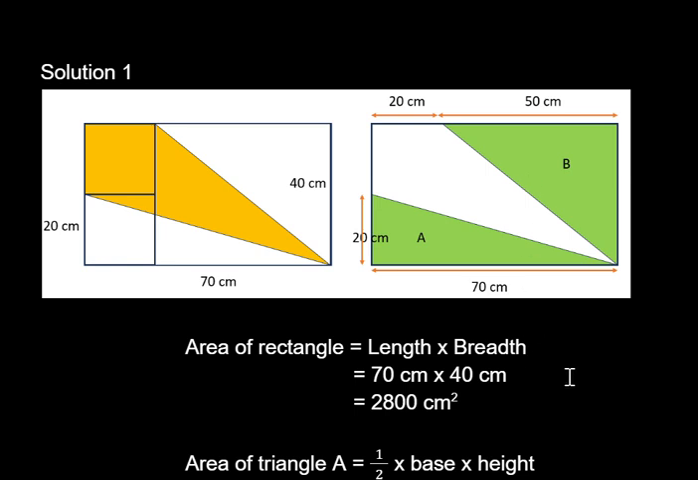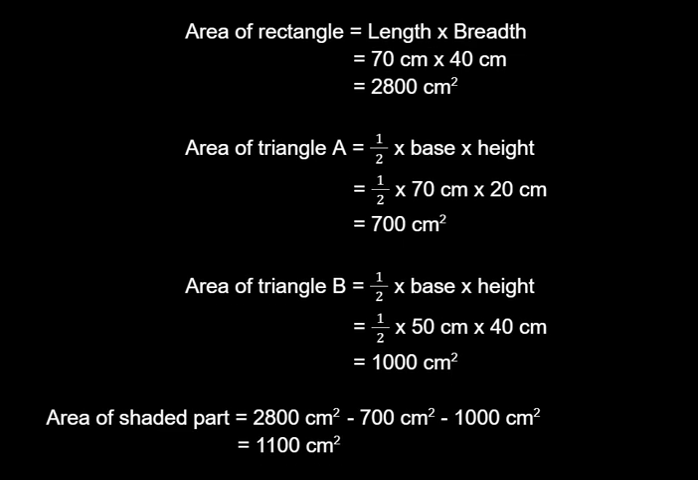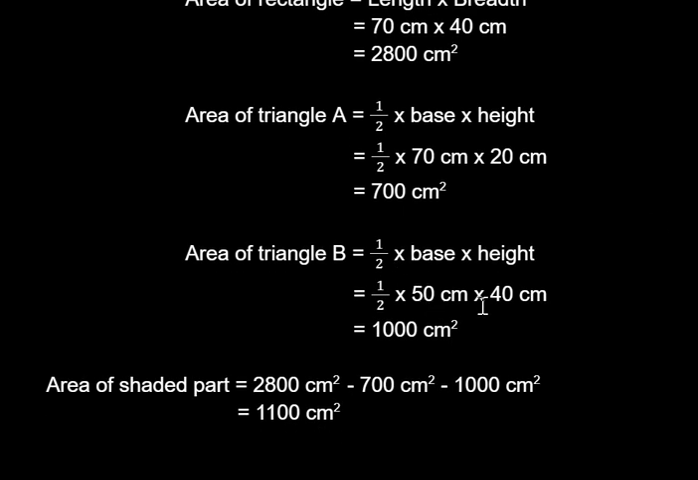So now let's solve the problem. Area of the rectangle is length times breadth, so it's 70 multiplied by 40. I get 2800 centimeters square. Area of triangle A is half times base times height, so half of 70 multiplied by 20, I get 700. Similarly, area of triangle B is half times base times height, so half times 50 times 40, I get 1000.